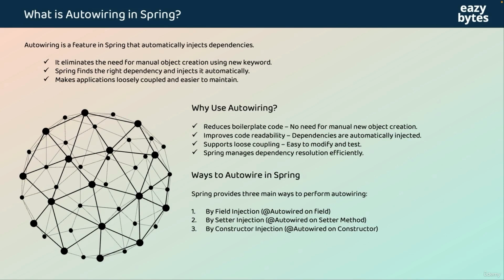Depending on where this @Autowired annotation is mentioned, these three approaches are provided. If a developer uses the @Autowired annotation on top of a Java field, it becomes field injection. Whereas if the developer uses it on top of the setter method, it becomes setter injection. And if the developer uses this annotation on top of a constructor, then it becomes constructor injection. I hope you're clear with these three different approaches.